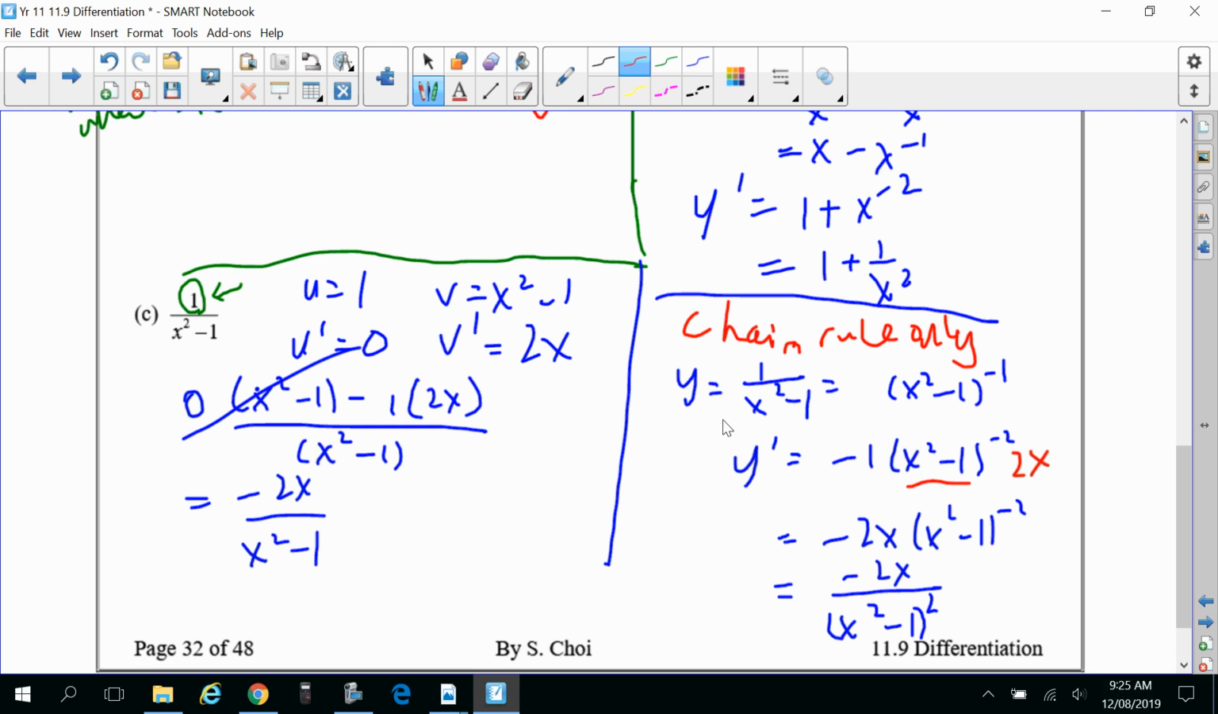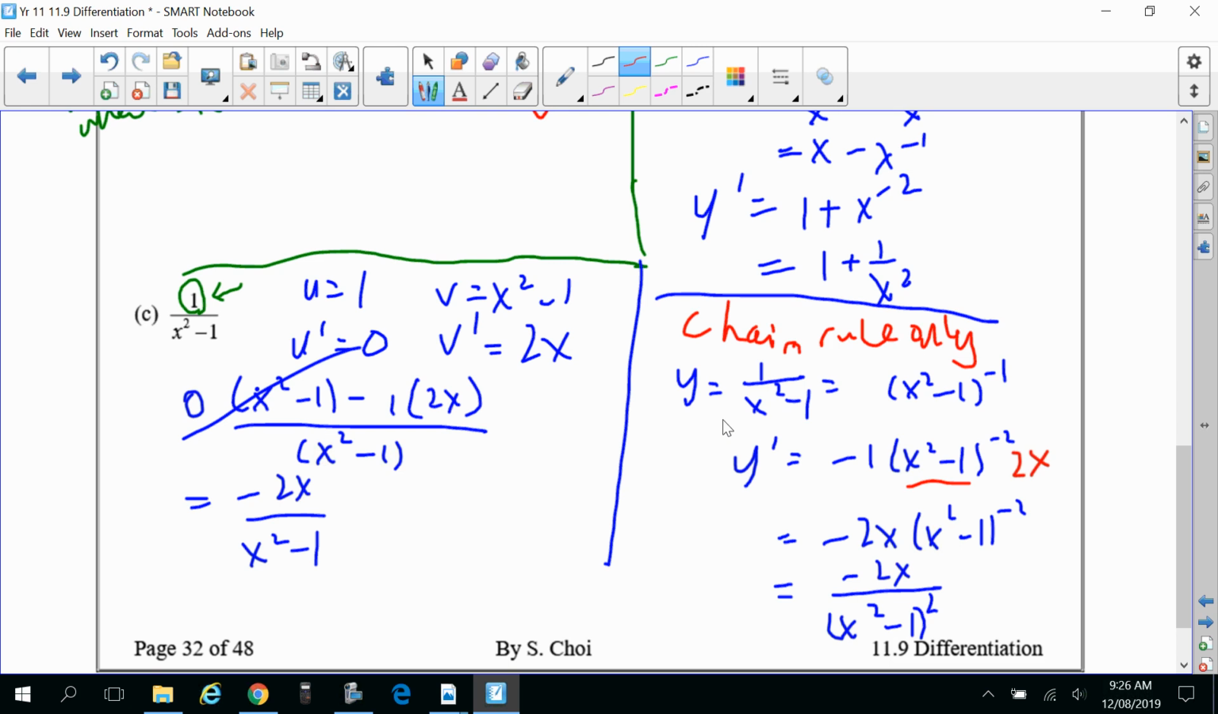Oh, I haven't finished. We've got 2 challenge questions to go. And these challenging questions, you think, oh my God, so difficult. Yes, it's difficult because it's algebra, not because of calculus. Because calculus is just one step. Differentiate is just one step. The simplify takes the longest.